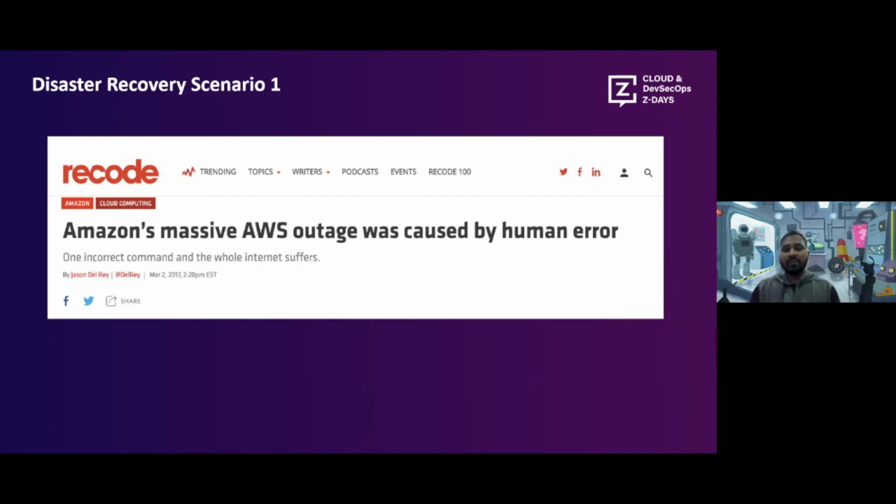With that, the other services dependent on S3, such as EC2, EBS and Lambda, started failing. So that's the reason we faced issues in the North Virginia US East 1 region. This is one scenario where a human error could cause a disaster for an IT system.